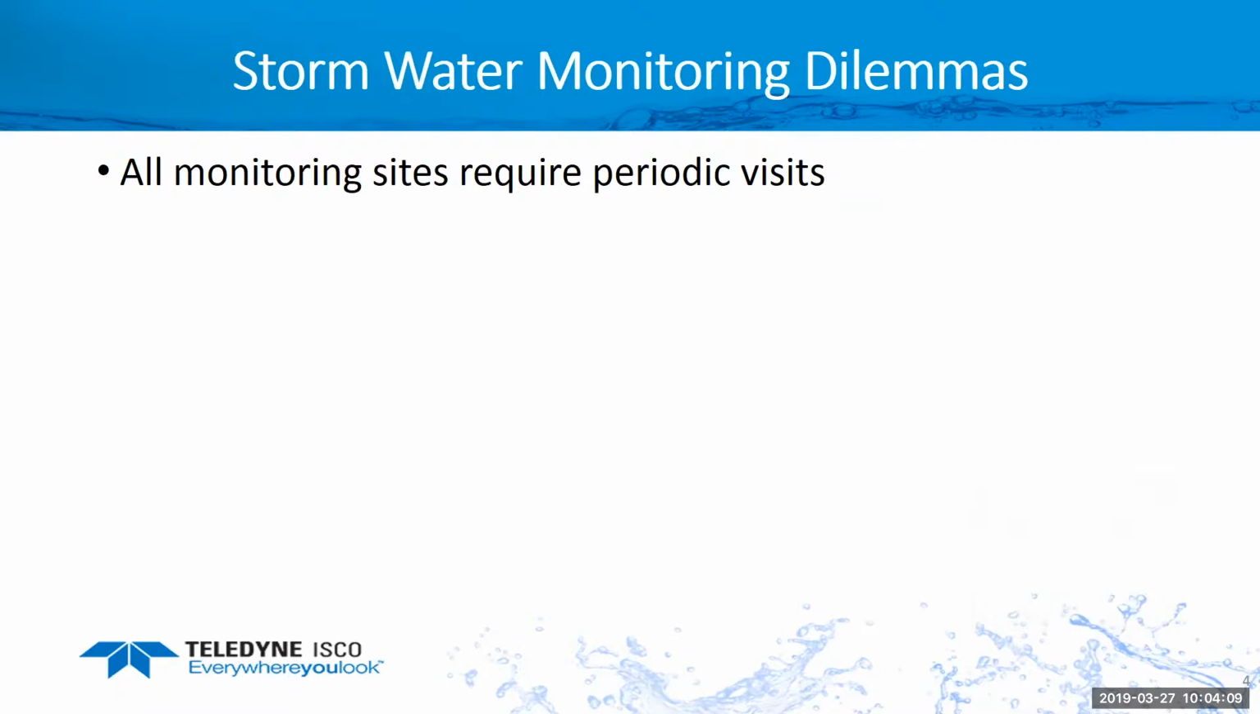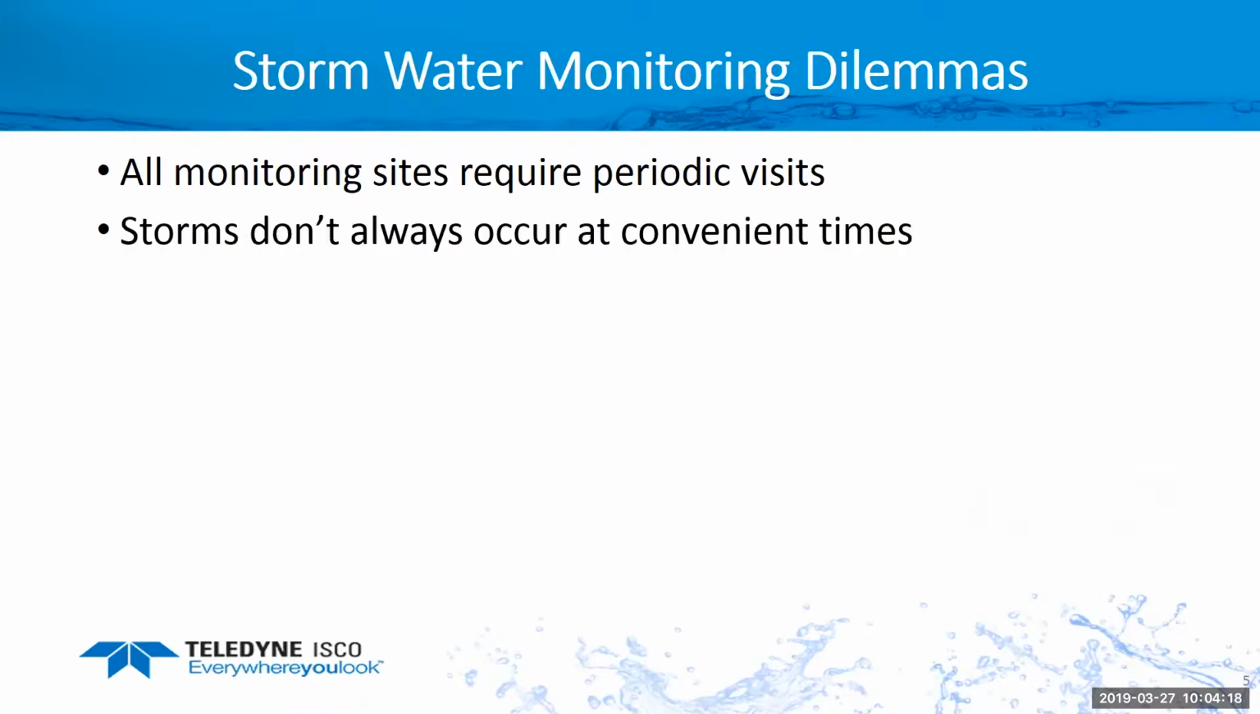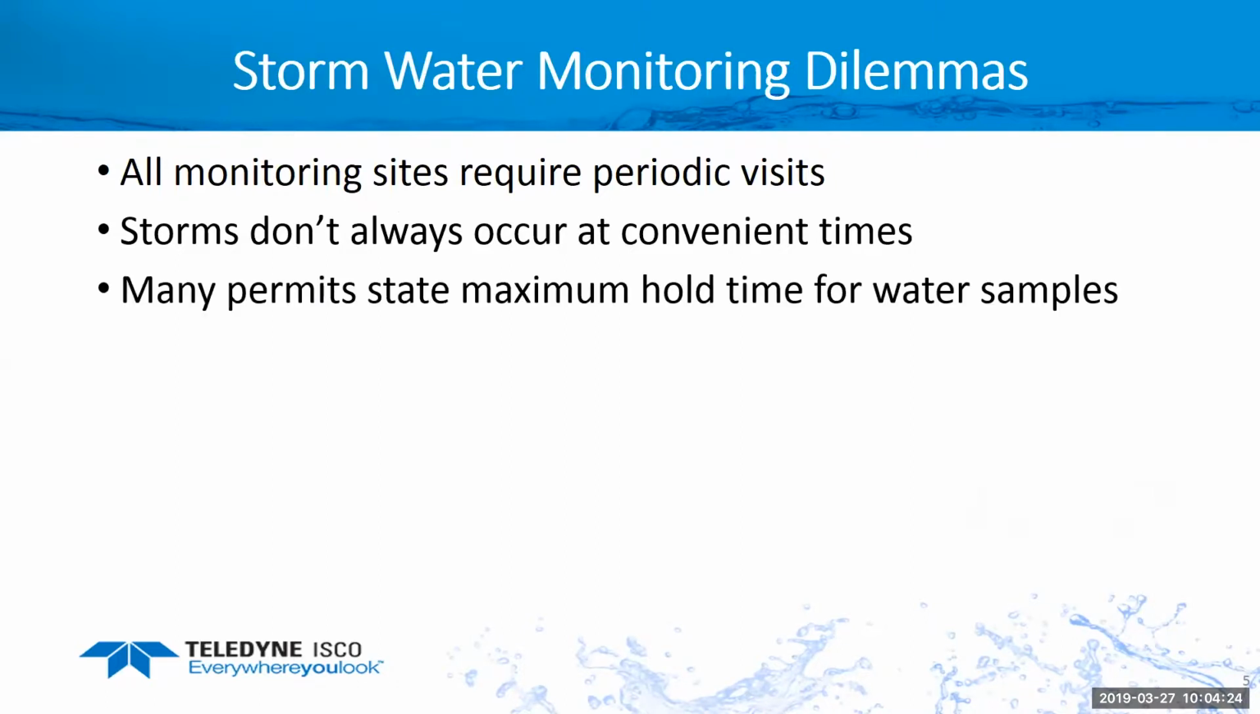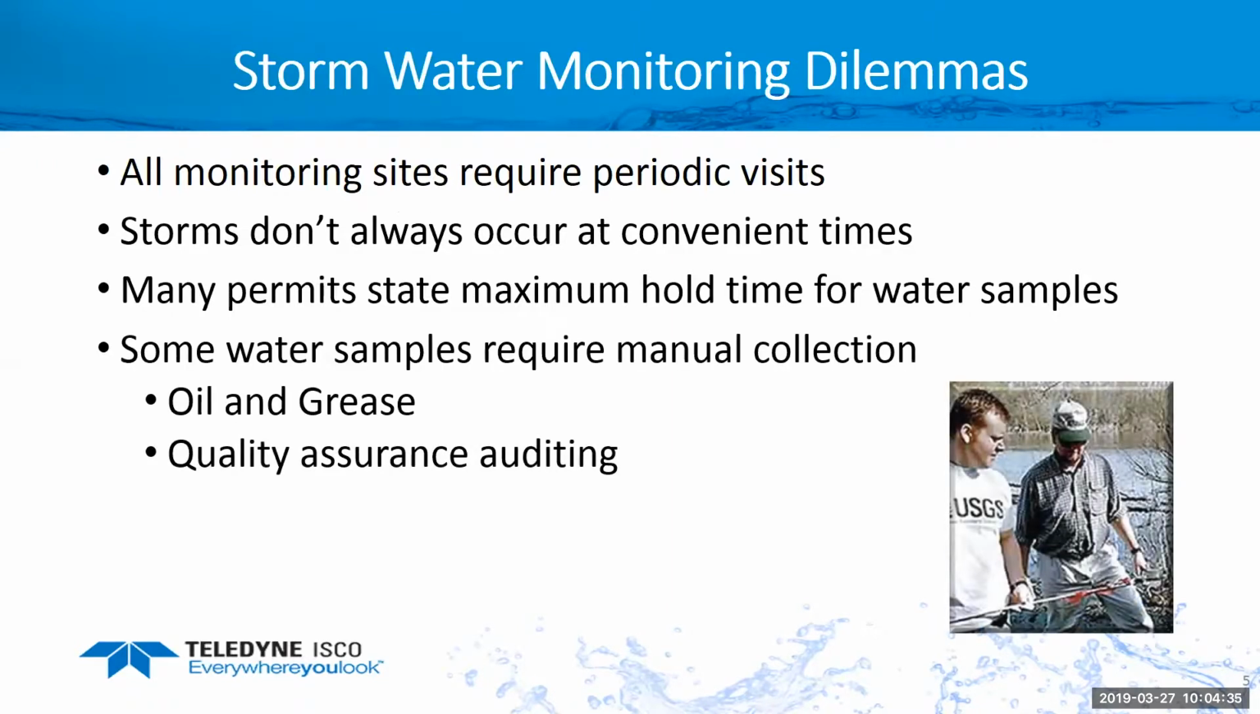So, things to keep in mind when performing stormwater sampling. All the sites are going to require periodic visits, and storms don't always occur at convenient times, so we're going to have to find ways to overcome that, as well as many permits state a maximum hold time for those water samples. Again, we're going to try to cover things that can fix those issues. Some water sampling requires manual collection. Those are for oils and grease, quality assurance, and auditing.